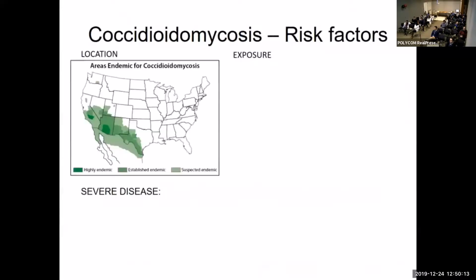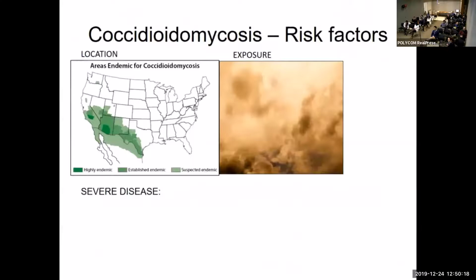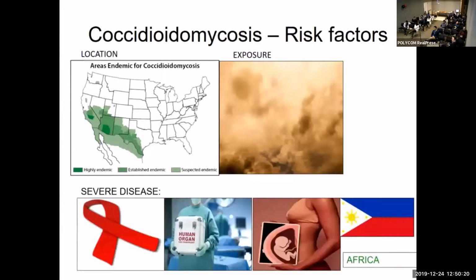So for cocci risk factors, location: western and southwestern U.S. Exposure is usually dust. For severe disease: immunocellular deficiency, pregnancy. Guys, what country is this? Okay, good. So Filipinos and patients of African descent are high risk for severe disease. We don't know exactly why. We think that it is related to an immunodeficiency that they have, because they are not exposed to this organism in the Philippines.